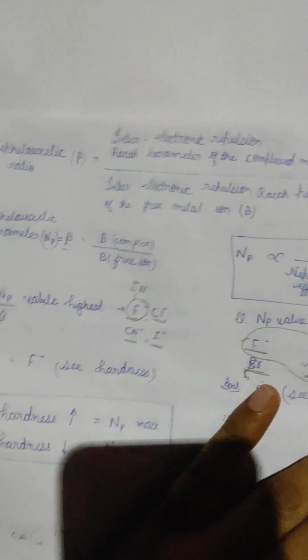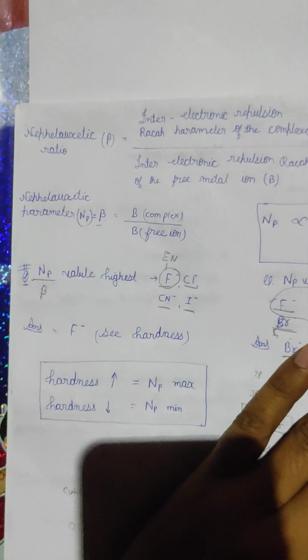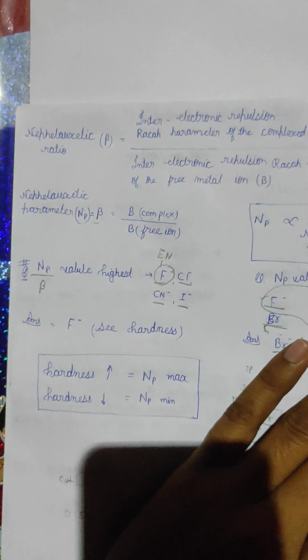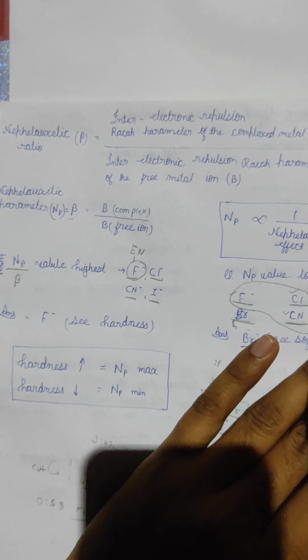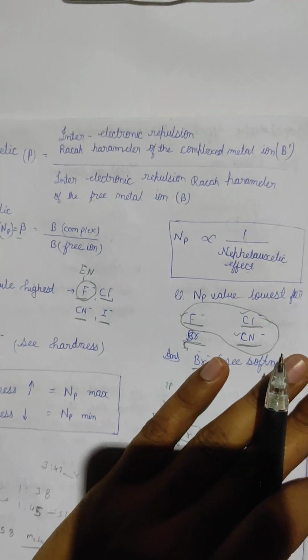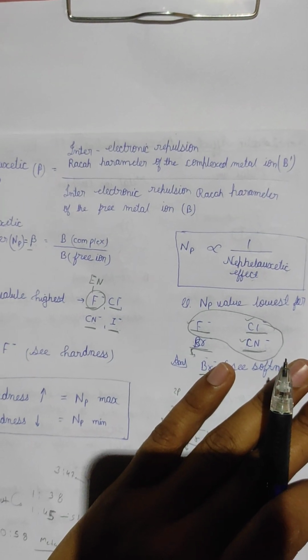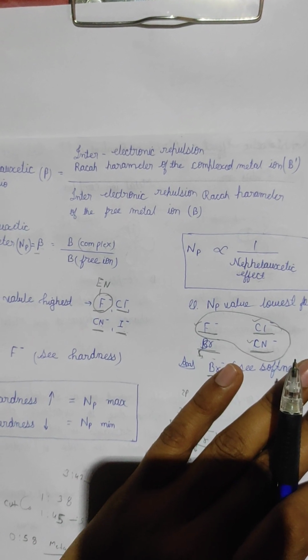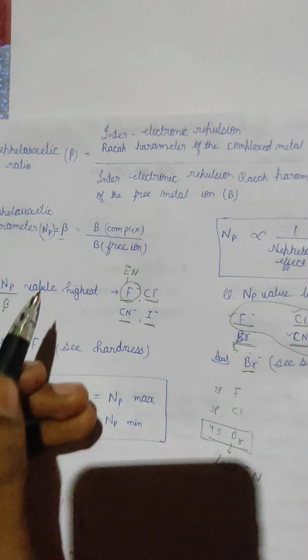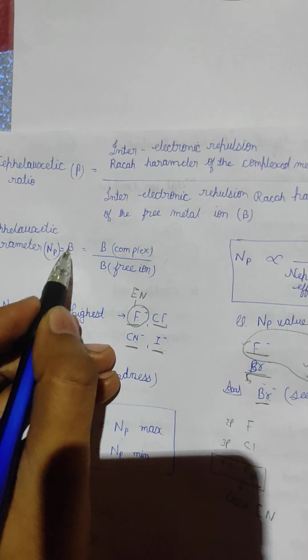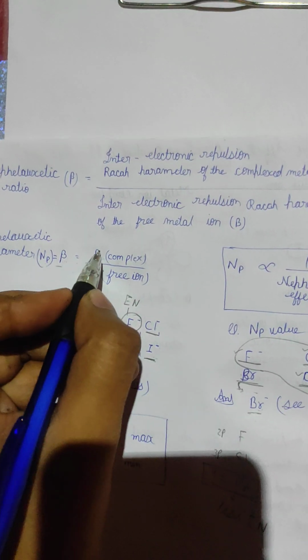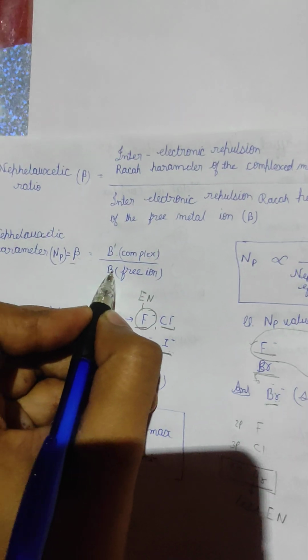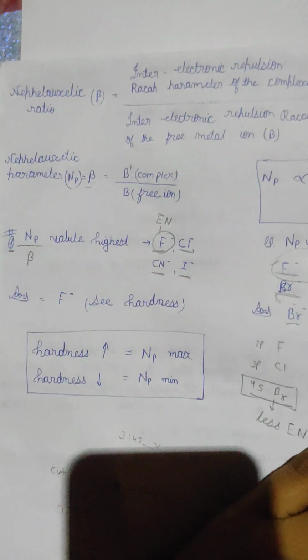There is also a ratio, which is called the Nephelauxetic ratio, beta. It is the ratio between the Racah parameter of the complex metal ion and the Racah parameter of the free metal ion. In short, we can write it like this: beta is equal to B dash of the complex over B of the free metal ion.